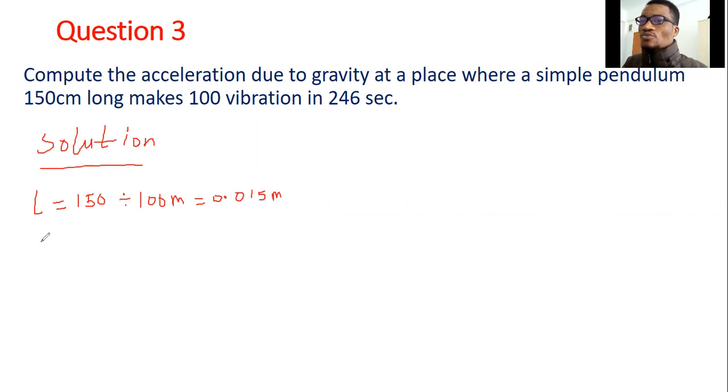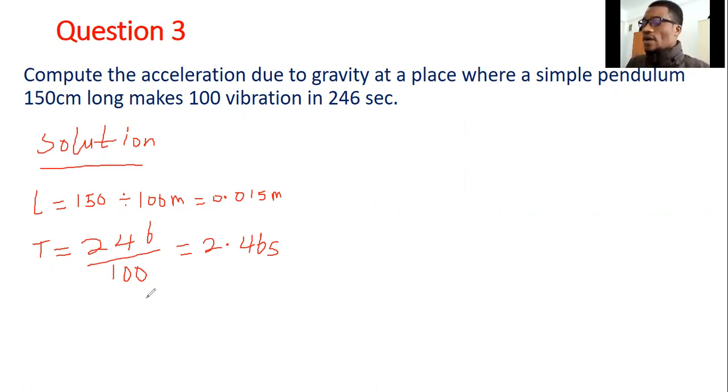We have it makes 100 vibrations in 246 seconds. So our time period is going to be what? Time taken over the number of vibrations. Time taken is 246 seconds, again divided by 100. So we should have 2.46 seconds. Which means it takes 2 minutes 46 seconds for the pendulum to make 100 vibrations. So interesting.